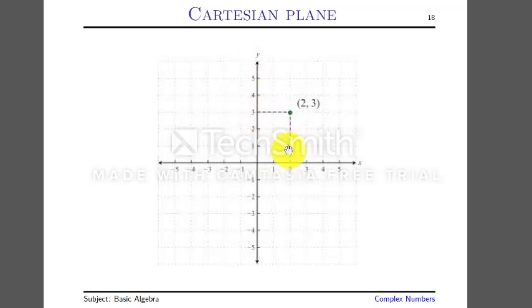So the set R cross R provides a plane, and every point of this R cross R set is in the form of an ordered pair, or every point in that plane is in the form of an ordered pair. This is the point (2, 3). Here the x and y coordinates are both positive, so it lies in the first quadrant.